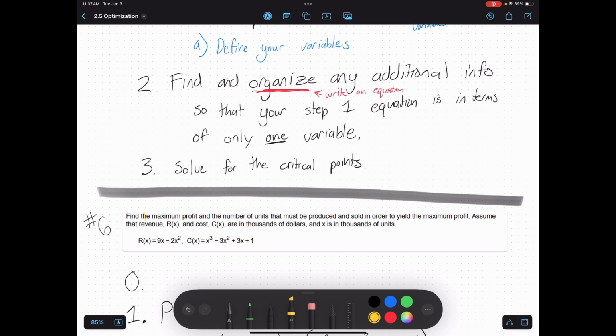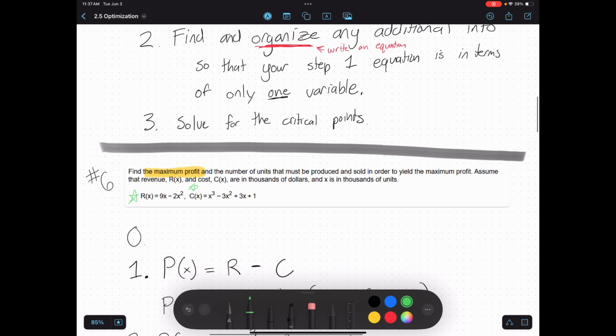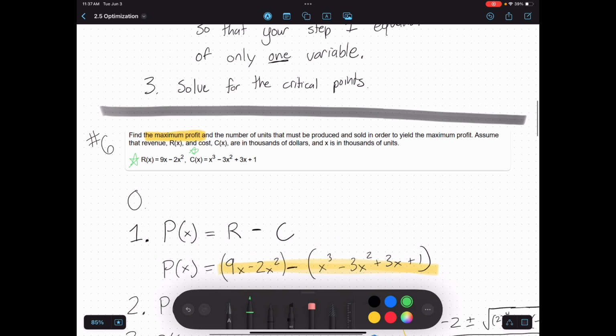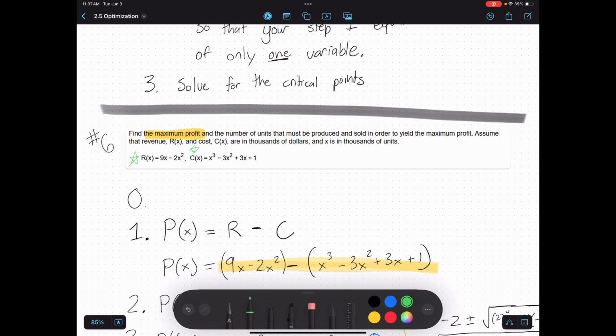What am I trying to optimize? I am trying to optimize profit. That means that I need an equation for profit. Well, neither of these equations are profit equations. So where am I going to come up with my profit equation? Well, we know that profit is just revenue minus cost. So therefore, we can come up with my profit equation by just doing my revenue equation minus my cost equation, which is just this 9x minus 2x squared minus (x cubed minus 3x squared plus 3x plus 1).